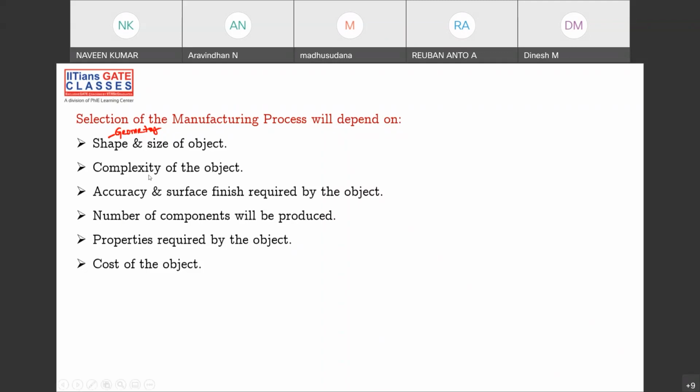And what is the accuracy? If you want a very good surface finish, what do you do? Let's say I have already machined something and I want to improve my surface finish. What is the manufacturing process that I will choose? Anyone? If I want to increase the surface finish, what will I do? What is the process that increases the surface finish?